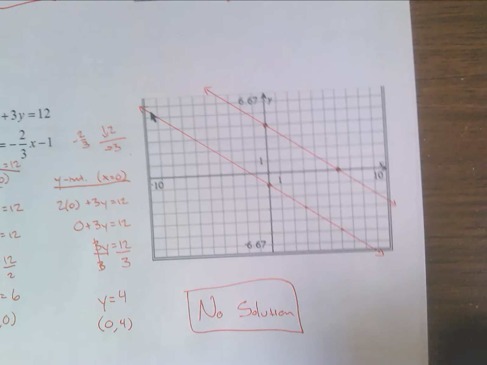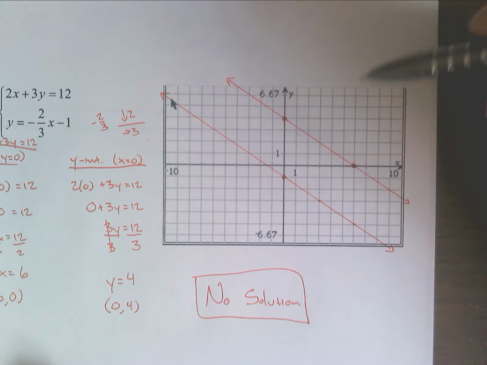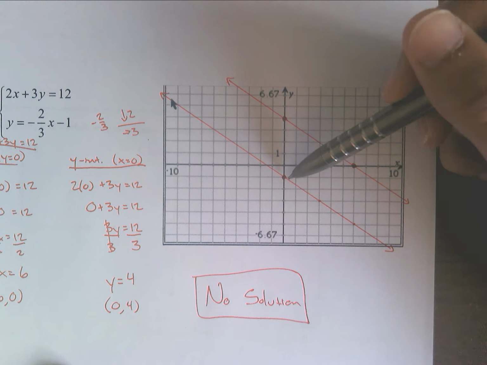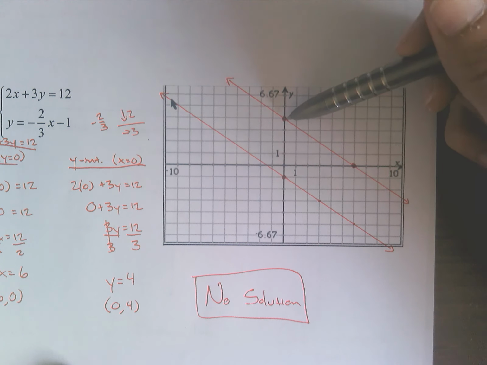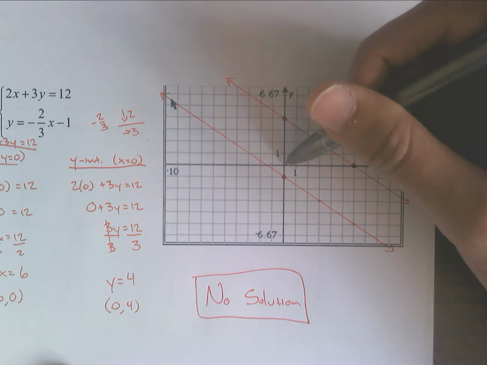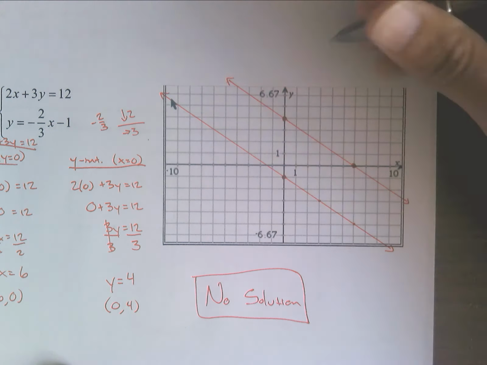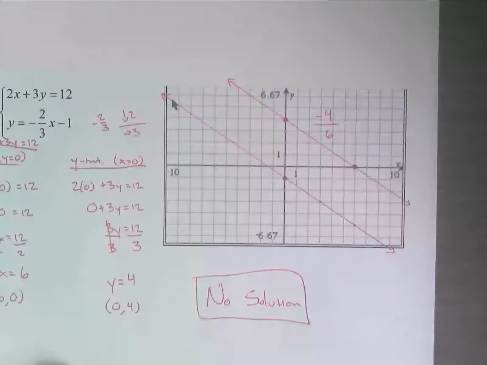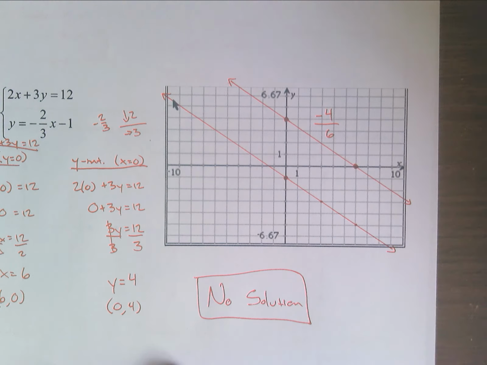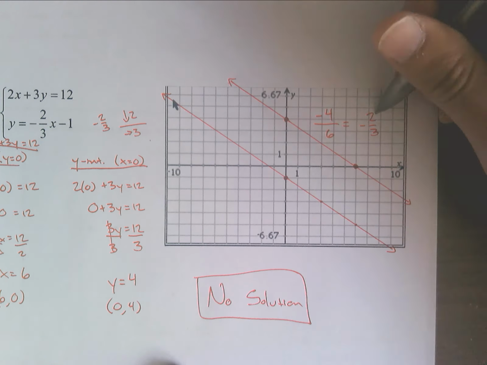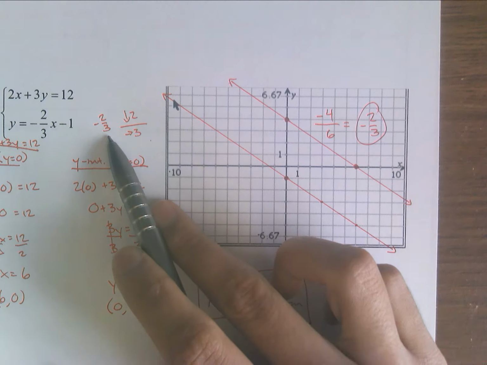Now, a quick thing I want to note is we know that the slope of this second line that we drew is negative 2/3. We use that to find our points. To find the slope of this line, well, to go from one point to the other, we have to go down 4 and right 6. So we go down 4 and right 6. Well, negative 4 over 6 reduces to negative 2/3. That's exactly the same slope that we had in the other equation.